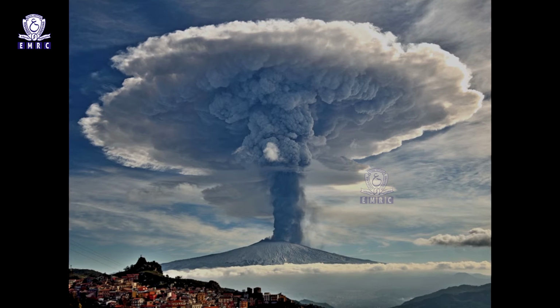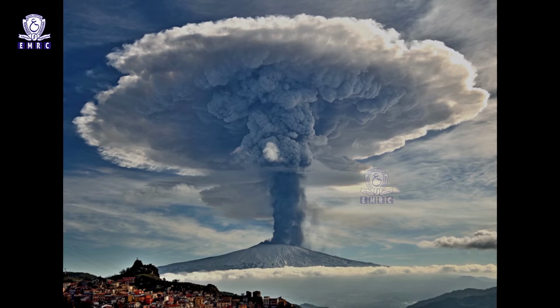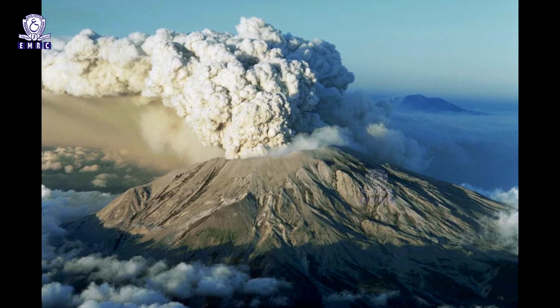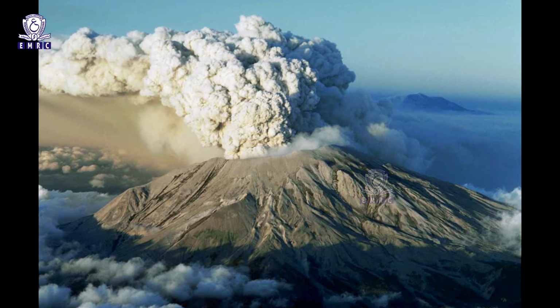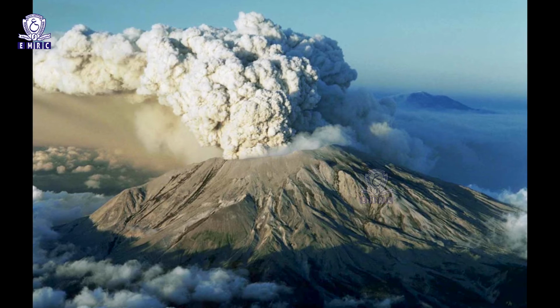Explosive type: some of the volcanoes erupt explosively with great force. Violent explosions are caused due to sudden escape of gases and steam. Sometimes such explosive eruptions blow up part of the volcanic cone. A large amount of rock particles and dust is thrown up to a great height into the atmosphere.